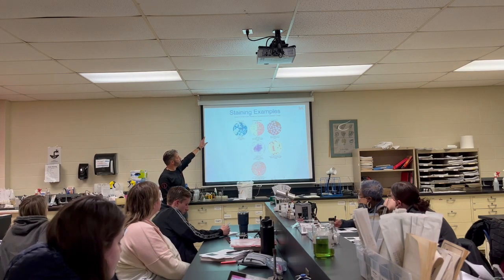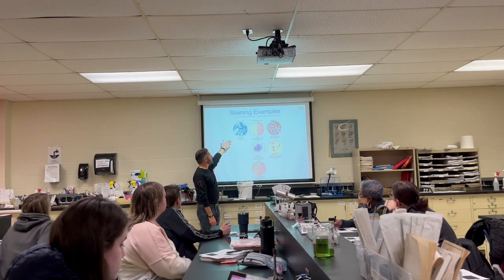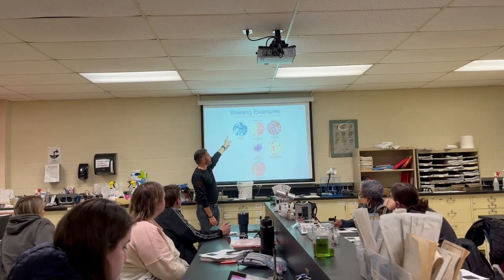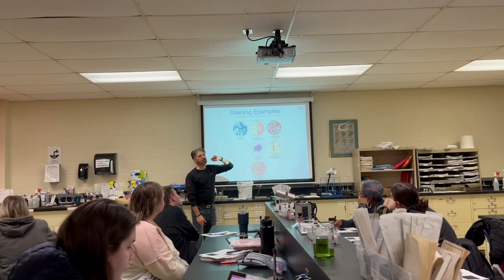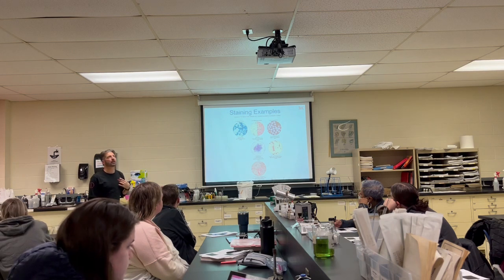So here's staining examples. So methylene blue is a simple stain. It's just telling you the structure. I don't know whether it's gram positive or gram negative. This slide here, differential stains. This is extremely important. So, is anyone here color blind? Or not color blind, color deficient?